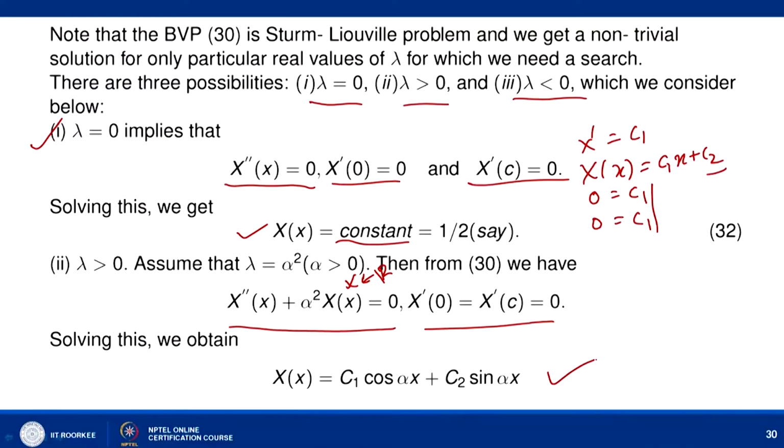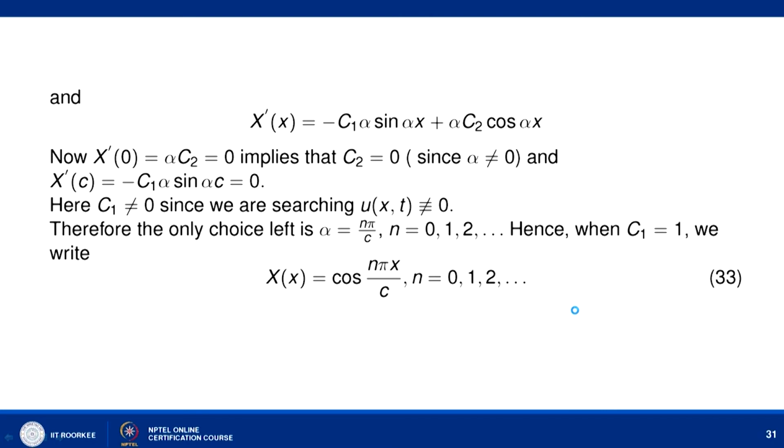equation X'' plus alpha square X, we have the solution c1 cos alpha x plus c2 sin alpha x, and now let us find c1 and c2 using the boundary conditions. Let us find the derivative: X'(x) equal to minus c1 alpha sin alpha x plus alpha c2 cos alpha x, and we have X'(0) equal to 0. So this implies that alpha c2 equal to 0.